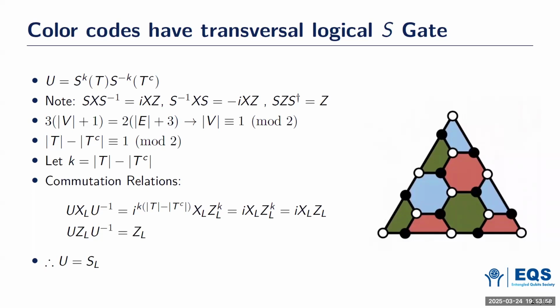And since color codes have an odd number of vertices, T minus T complement is odd. So let K be T minus T complement. This commutation relation can be calculated similarly to the previous slide. And since K is T minus T complement, K times T minus T complement becomes 1 modulo 4. So you act as an S gate.